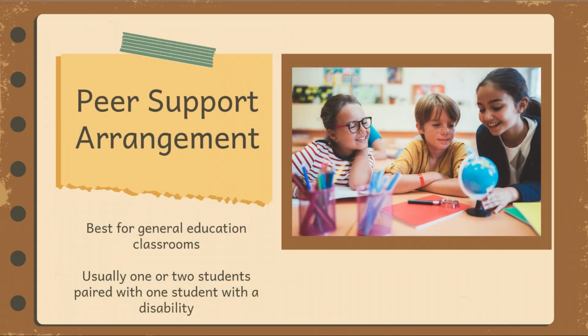Another important strategy is peer support arrangements. Rather than depending on one-on-one instruction with a teacher, this strategy allows students with intellectual disability to learn alongside their peers. This strategy is particularly useful for general education mainstream classrooms, as it usually involves at least one student without a disability, working to academically and socially support a student with an intellectual disability.